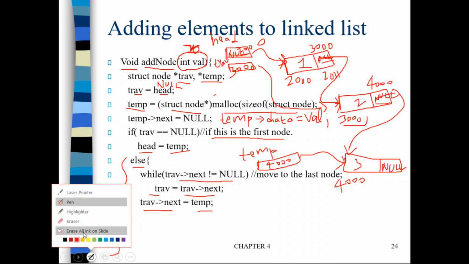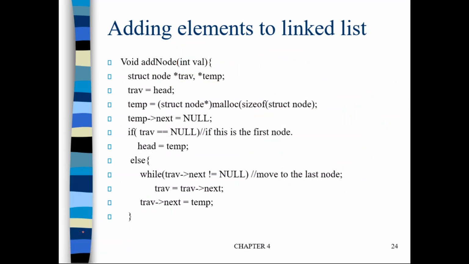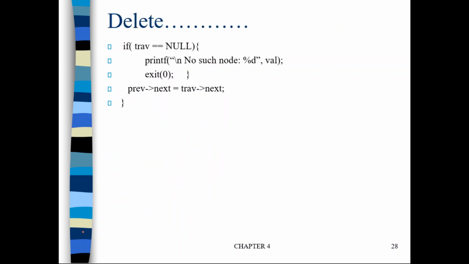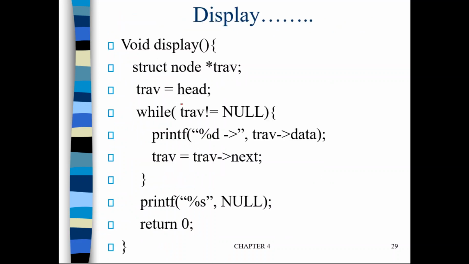Fine. Now after adding nodes, we may want to display the nodes. For that, we can use this particular simple logic called display, which will just display all the nodes. So there is a function void display. Here also we are creating the traverse pointer and we are making traverse point to head.